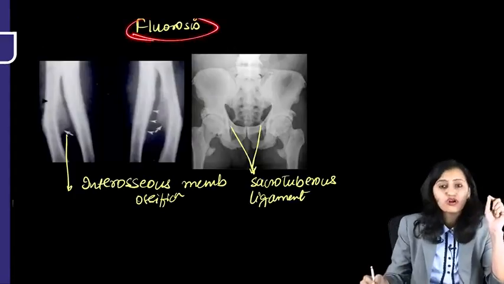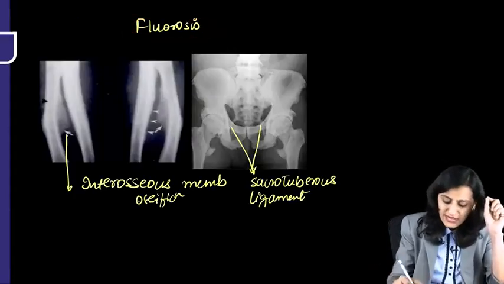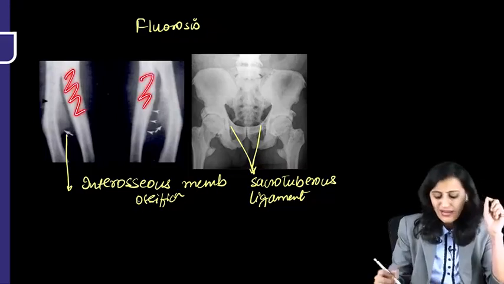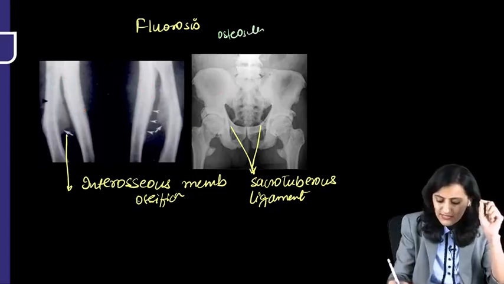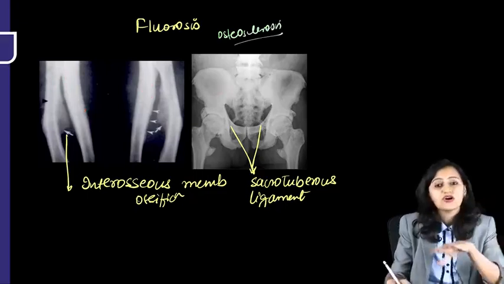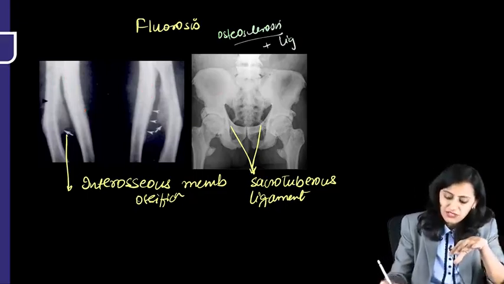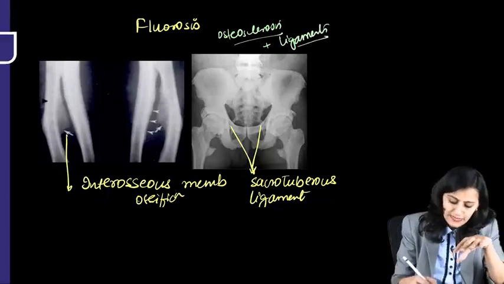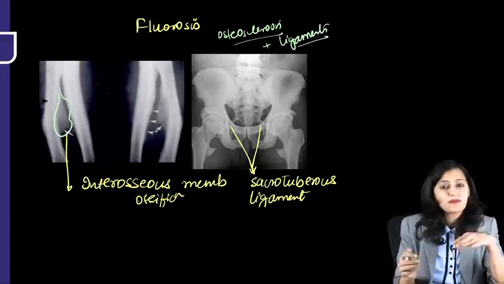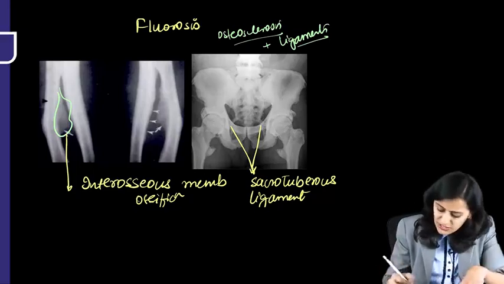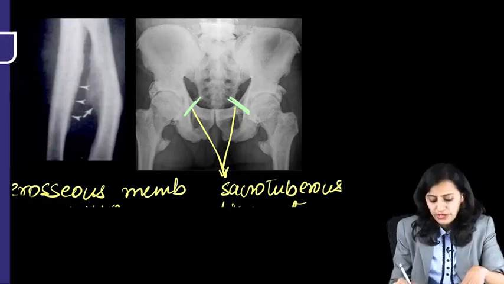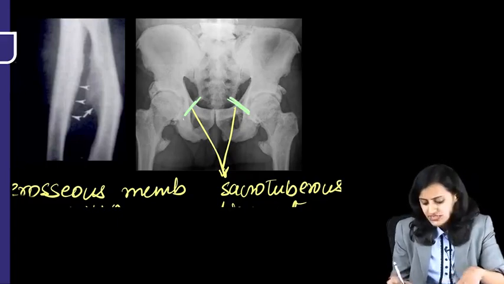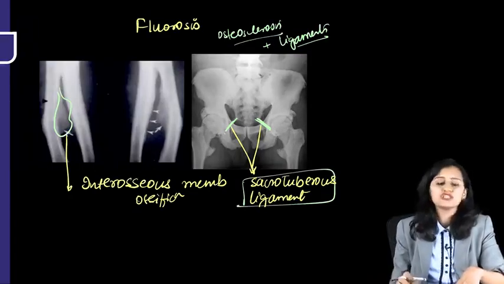What happens in fluorosis? You can see how the bones appear: very white, very dense. So there is diffuse osteosclerosis, causing sclerosis and ossification of the ligaments also. Like there is this interosseous membrane ossification. You can see the ossification of this sacrotuberous ligament also, going from the sacrum to the ischial tuberosity. Sacrotuberous ligament ossification is also seen.